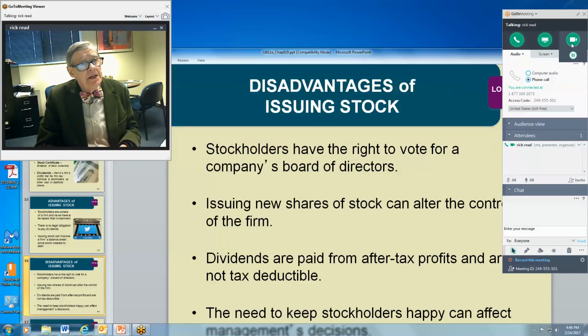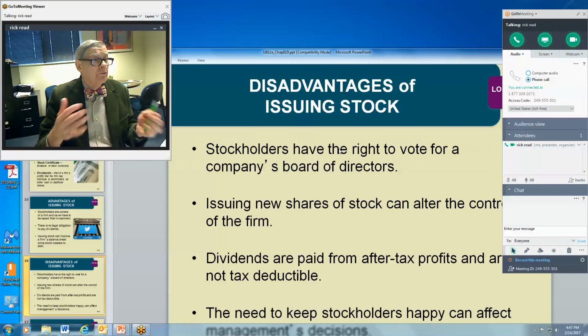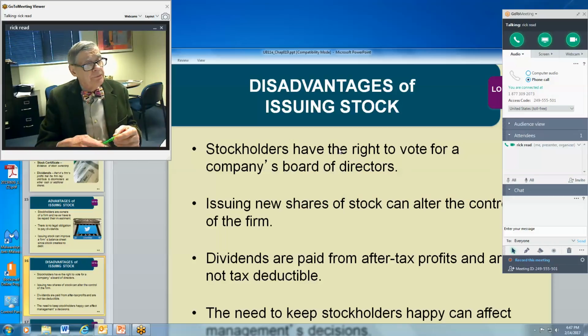These are the disadvantages. One of them is that a stockholder has a right to vote in the annual election. The stockholder has a right, for the most part, not always, but for the most part, to vote on people who are being promoted for election to the board of directors. They can also vote on various other issues that come before the stockholders, like pension plans and other things, and that's an issue.